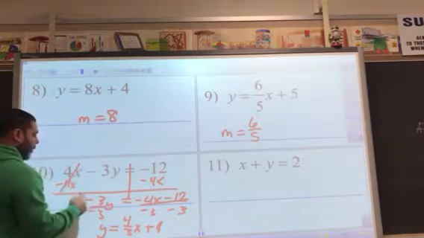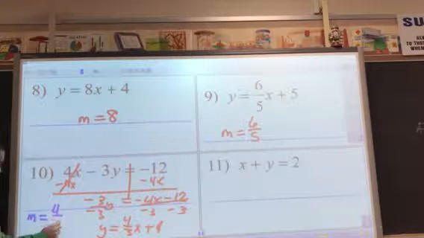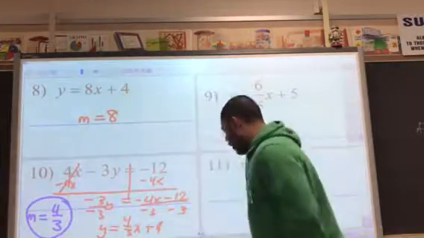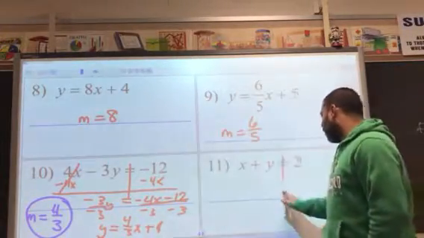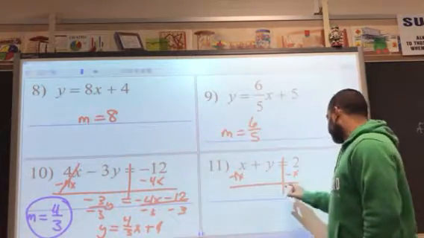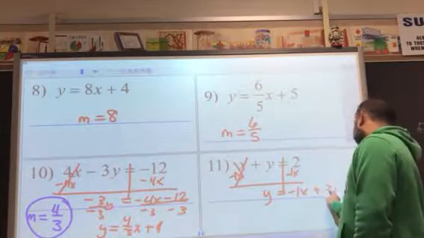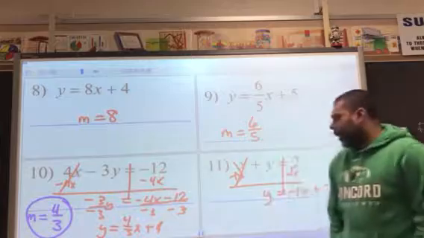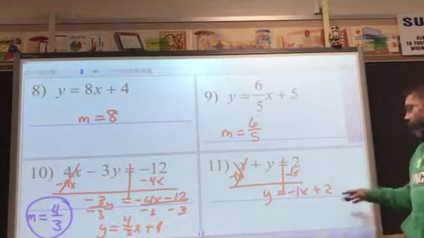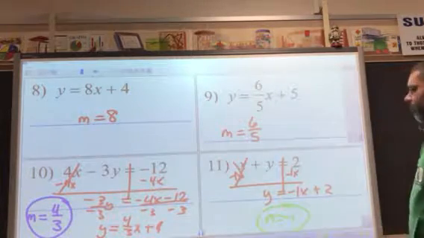Now that's not my answer. My answer for number 10 is the slope. And the slope here is 4/3. Okay? Now for number 11, it's not slope-intercept form. I need to solve it first. And I get y equals -1x plus 2. That's already solved. Okay? So that's slope-intercept form. That is not my answer. I need the slope. And the slope is -1. Okay?